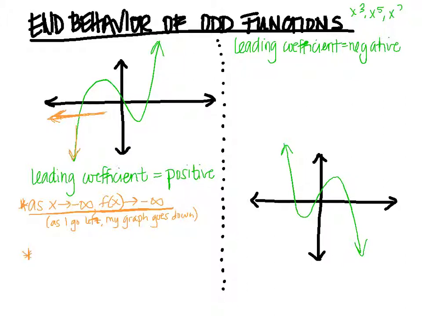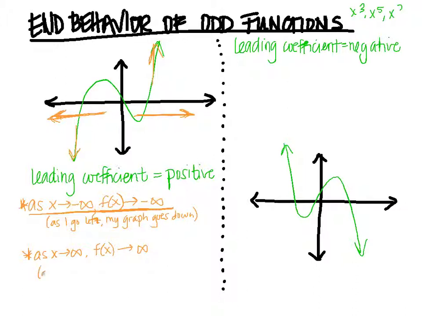Now we've gone left, now let's go right. So as I go right means as x gets to the biggest possible number I know, which is positive infinity, the question is what happens to my graph? So as I go to the right, my graph goes up, which means f of x goes up to the biggest number I know, which is positive infinity. Now you could put the plus sign for positive if you want, but you won't see me do that.